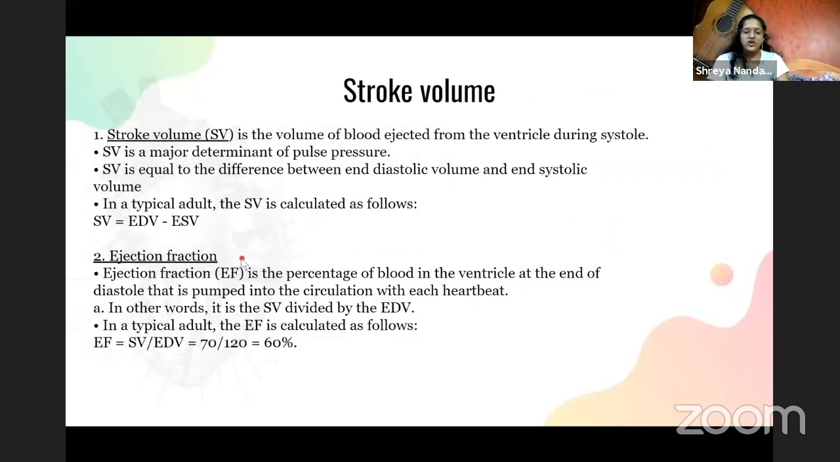So now we're going to talk about the volume of the blood ejected during one cardiac cycle, which is known as stroke volume. The stroke volume is a major determinant of the pulse pressure. And then there's another term known as ejection fraction. Ejection fraction is the percentage of blood in the ventricles at the end of diastole that is pumped into the circulation with each heartbeat.